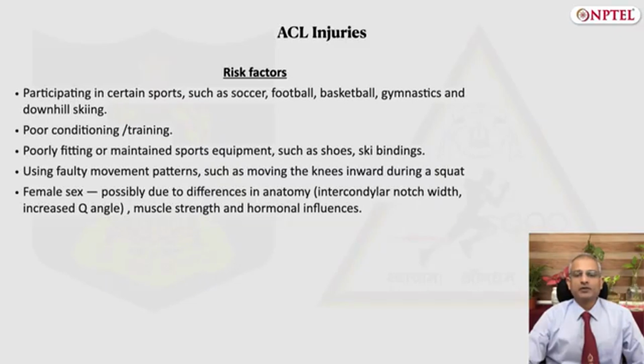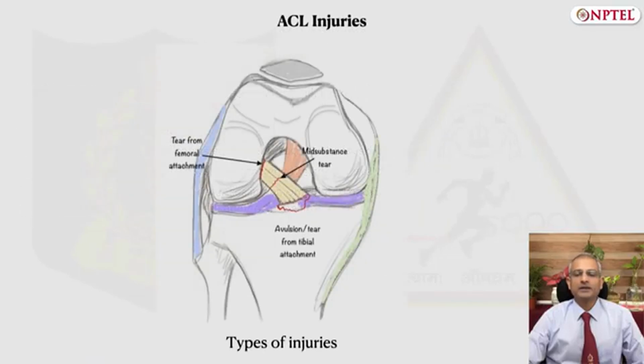Based on the anatomical location of the injury in the ligament itself, the ACL tears can be either avulsions from the tibial attachment or avulsions from the femoral attachment, or a mid-substance tear. The tibial avulsions can be managed like a fracture, but the other ligament injuries require a reconstruction.